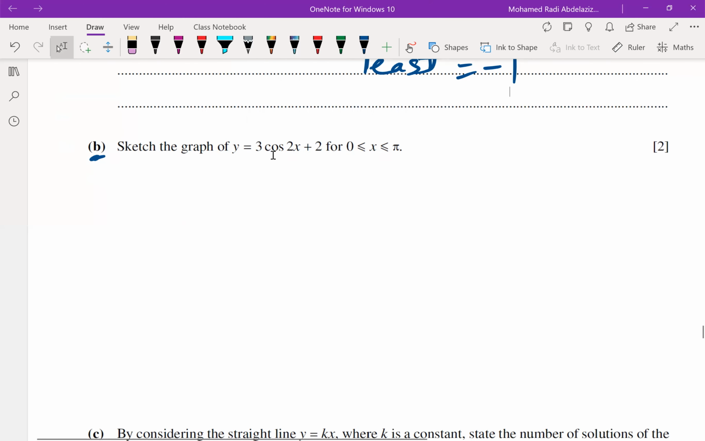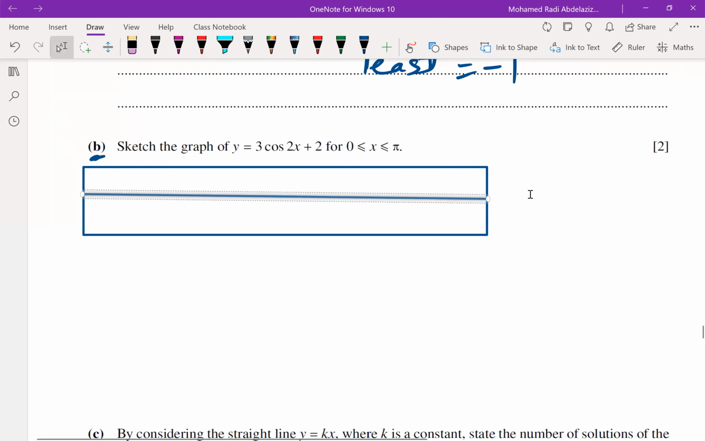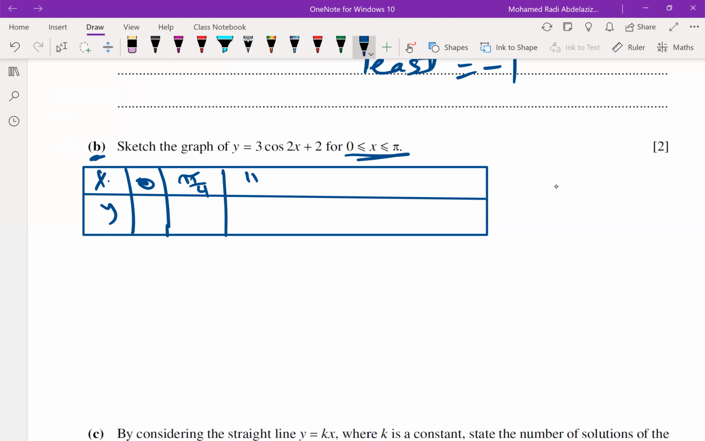Sketch the graph of y equals 3 cosine 2x plus 2, where x is between 0 and pi. I could use a table, but I explained by using the transformation. You can use your calculator for this table, but follow the domain which is given for x. He asked to sketch it from 0. It's better to use pi over 4, then pi over 2, then 3 pi over 4, then pi. You can reduce the step to pi over 8.